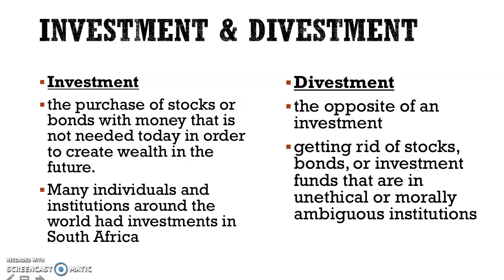So in an effort to pressure South Africa to end its apartheid system, there was a lot of pressure on institutions, especially universities and companies, to pull their investments out of South African interests, to divest. The pressure was to divest because there was a desire to get rid of apartheid and end that system.